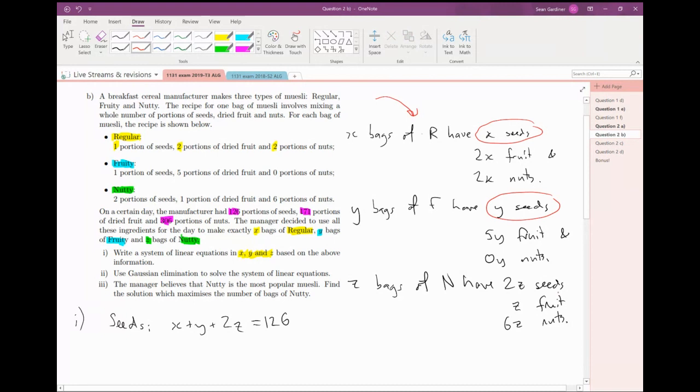So the three times that seeds turn up, there are x lots of seeds every time I make the x bags of regular, y lots of seeds when I make the y bags of fruity, and 2z lots of seeds when I make the z bags of nutty. So the sum of those things will be the total number of seeds used. And since the goal of this manufacturer is to use all the ingredients for the day, I need that sum to equal 126. Okay. So this magic number here.